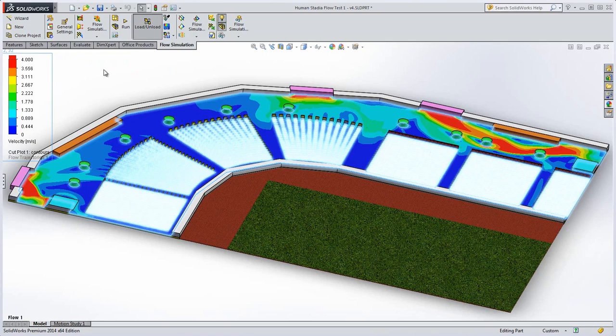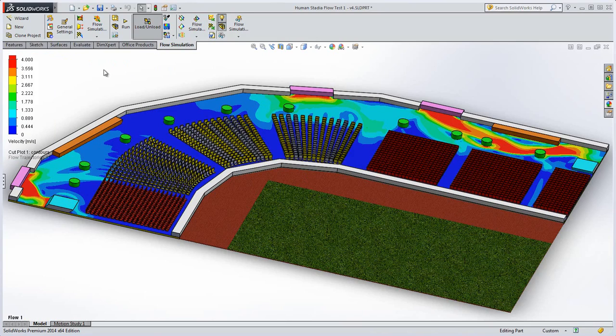In the real world, when we get a greater packing of people together near the exits, the flow actually slows down. The exits begin to choke. So red isn't necessarily a good thing.